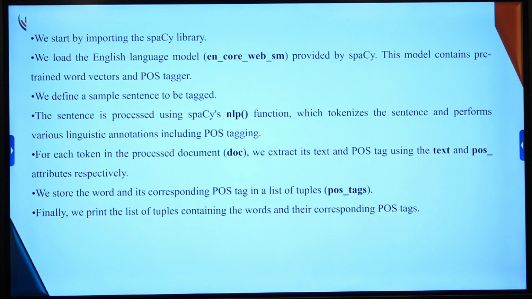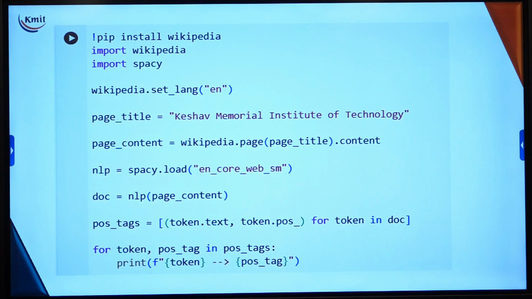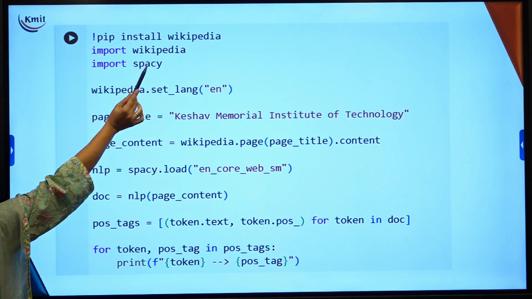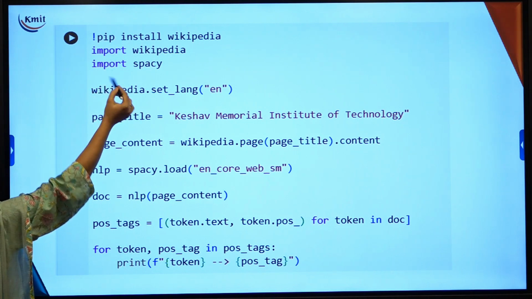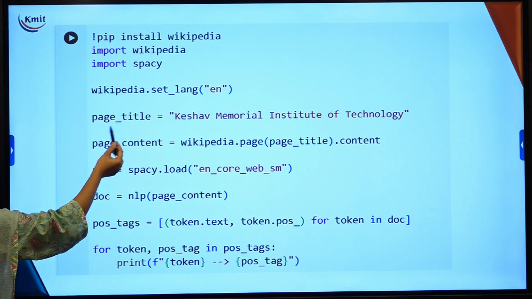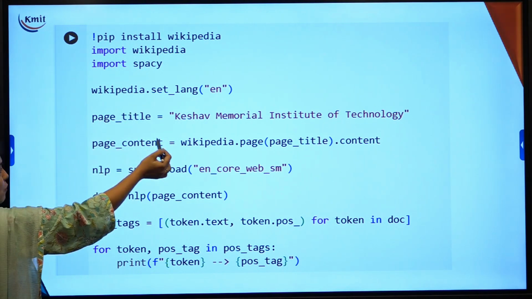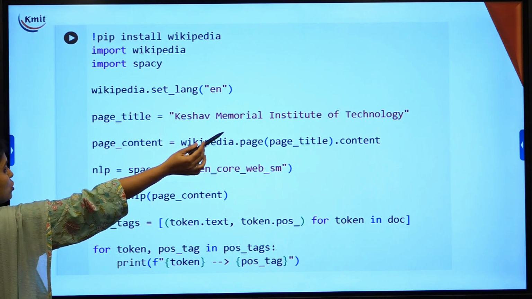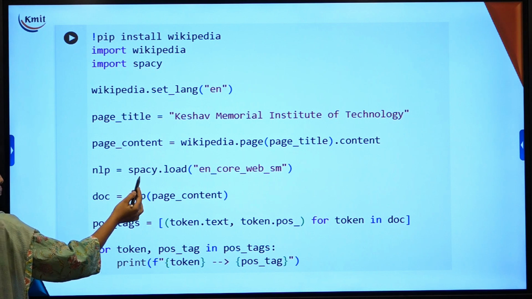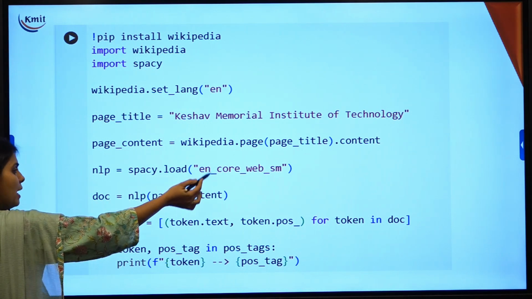Now let's see the same thing, but I don't want to take a plain text. I want to take a Wikipedia page using the spaCy library and generate POS tags. First, using pip install, I install wikipedia. I'll import wikipedia, I'll import spacy, and then I'll use the Wikipedia page title. Inside Wikipedia I want to choose the KMIT Wikipedia page, and then I'll load the spaCy model, en_core_web_sm, like what I have done.